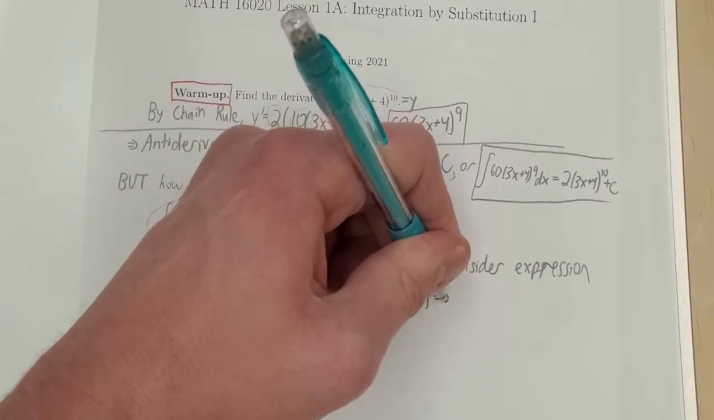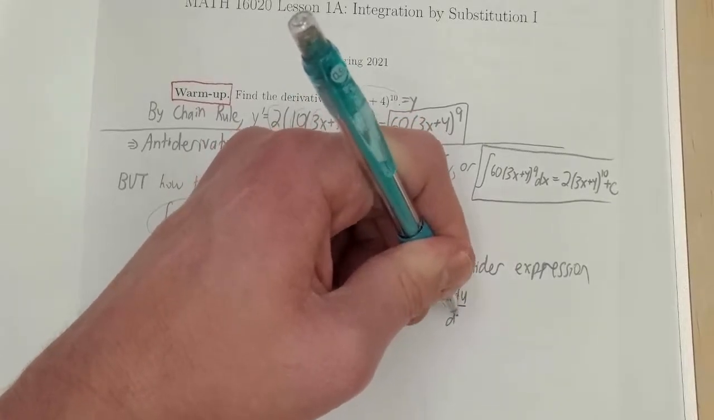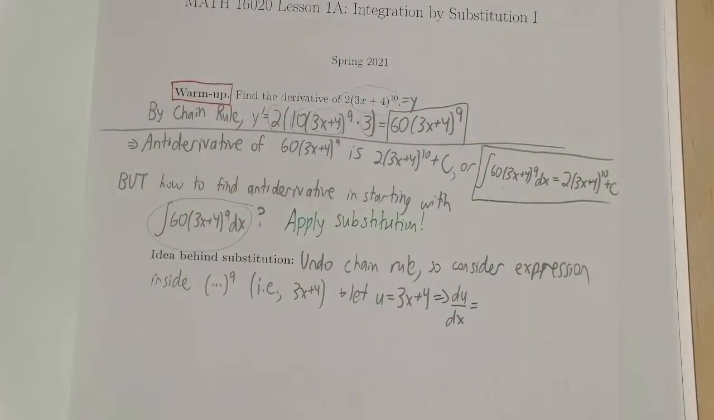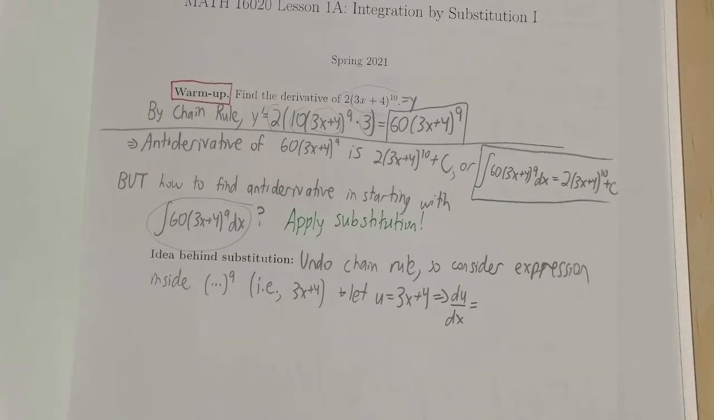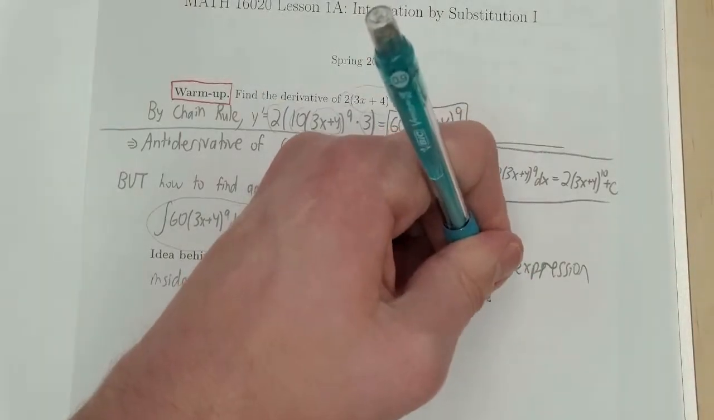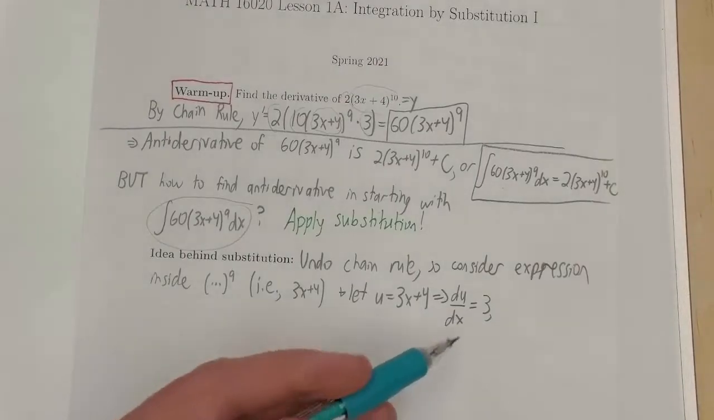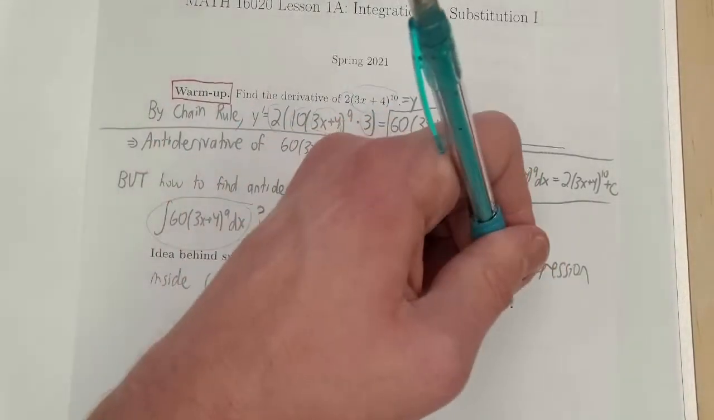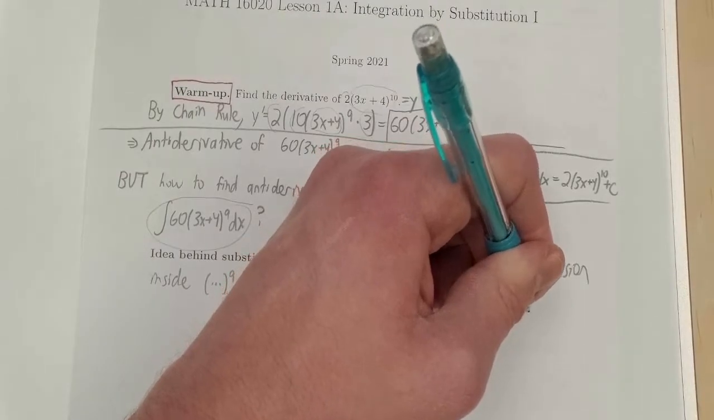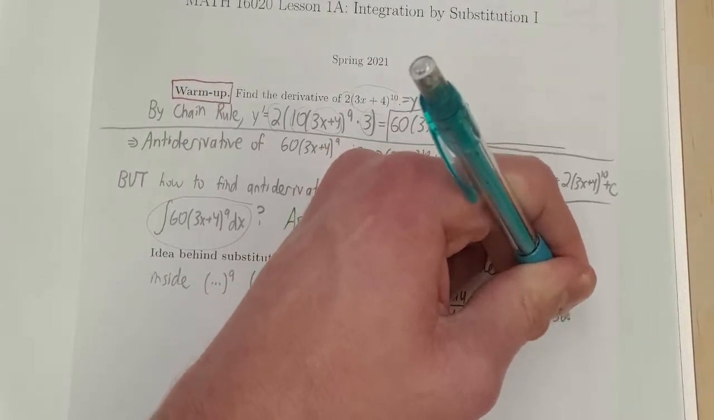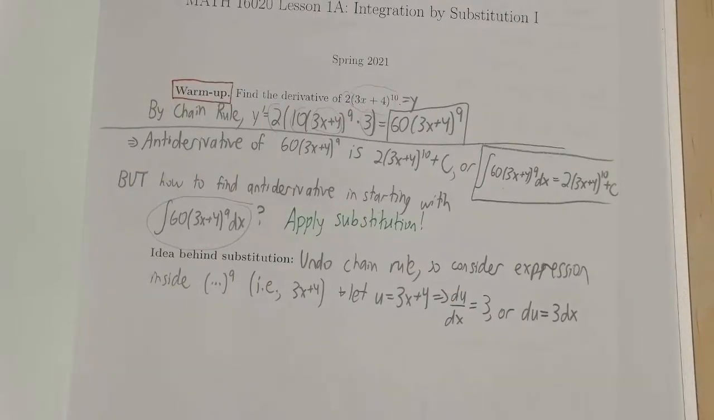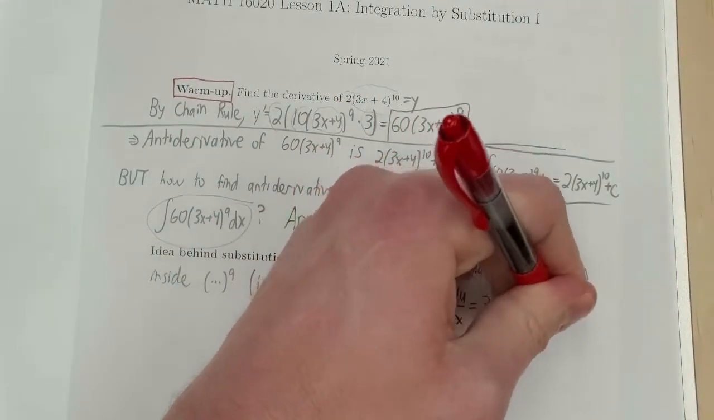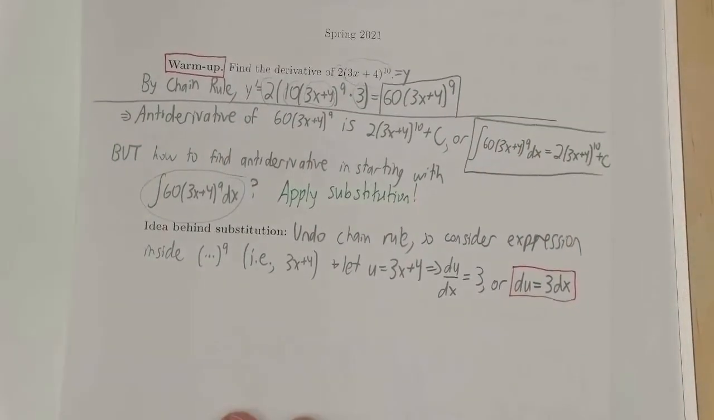So if I take the derivative of u with respect to x, if u equals 3x plus 4, then what is the derivative of that with respect to x? Yeah, it's just 3, right? Okay. Another way I'm going to write this, because we'll need it for our problems, is du equals 3 times dx. I'm going to box this in because this will be important.